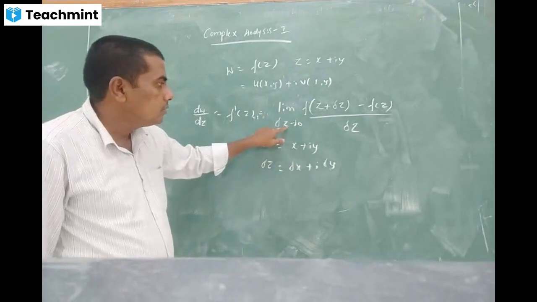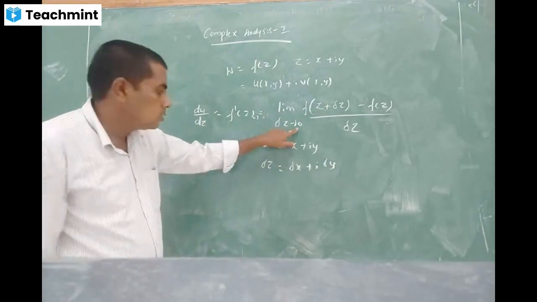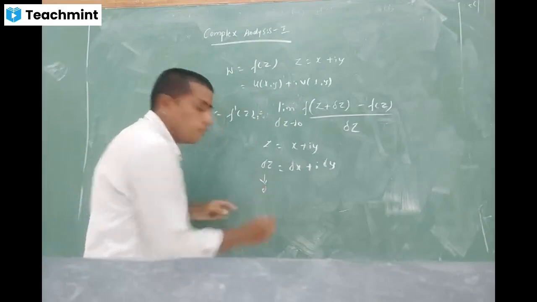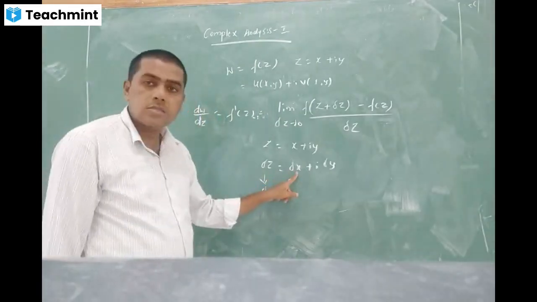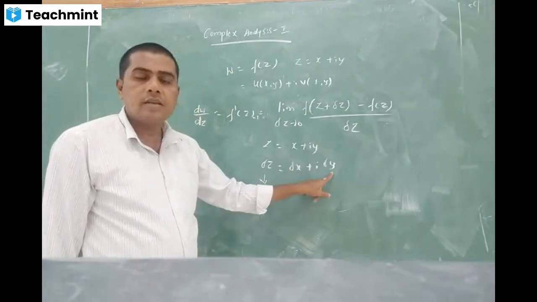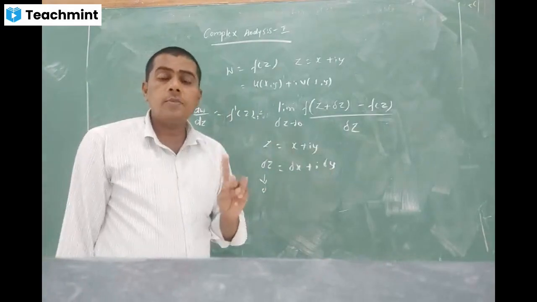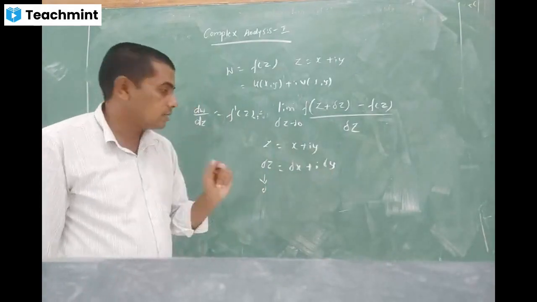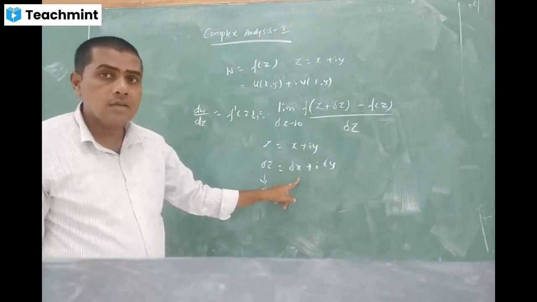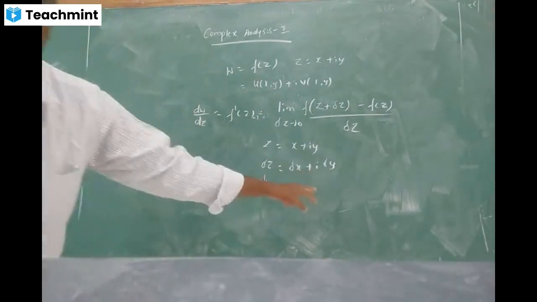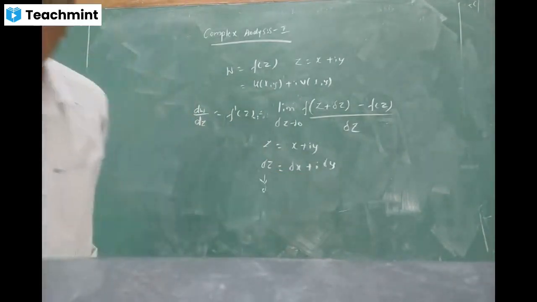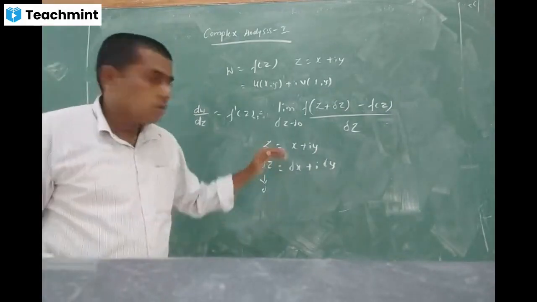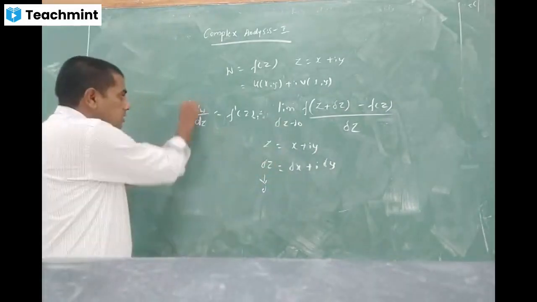As the limit delta z tends to 0, we have two possible cases. Either this must be equal to 0 or this must be equal to 0, right? But both cannot be 0 at a time. That you should understand. Both cannot be 0 at a time. So either this must be 0 or this must be 0 here. Is it clear? So just remember the definition of differentiability.